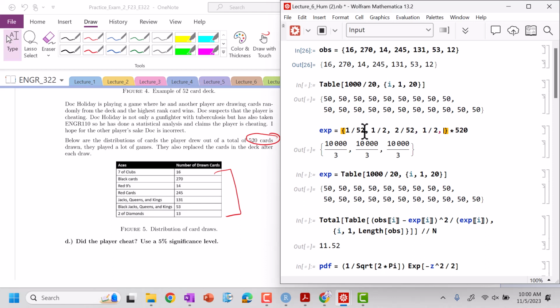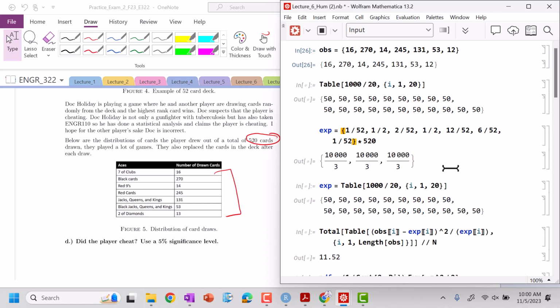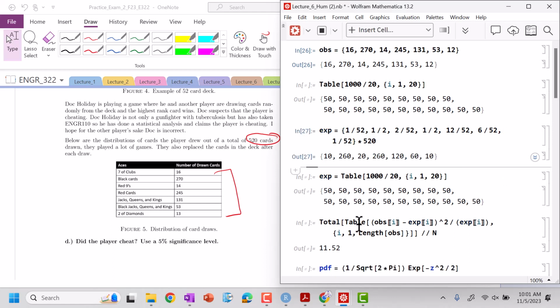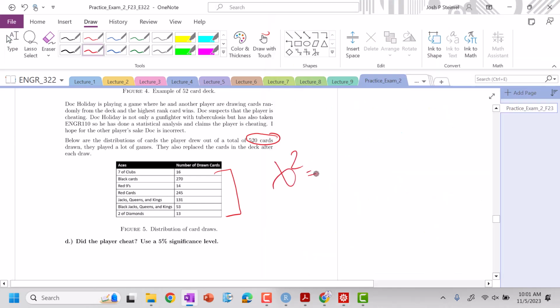Jacks, kings, and queens. So there are 2 jacks, or actually, excuse me, 4, 4, 4. So that's going to be 12 divided by 52. Black jacks, kings, and queens. So that's going to be 6 out of 52. And then 2 of diamonds. That's only going to be 1 out of 52. So those are my expected values. Observed minus expected. So my chi-squared is 8.875. And then I have 1, 2, 3, 4, 5, 6, 7 outcomes.